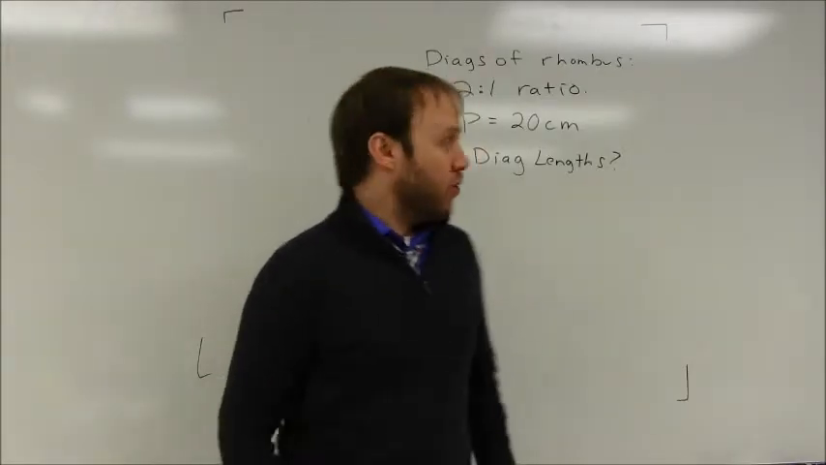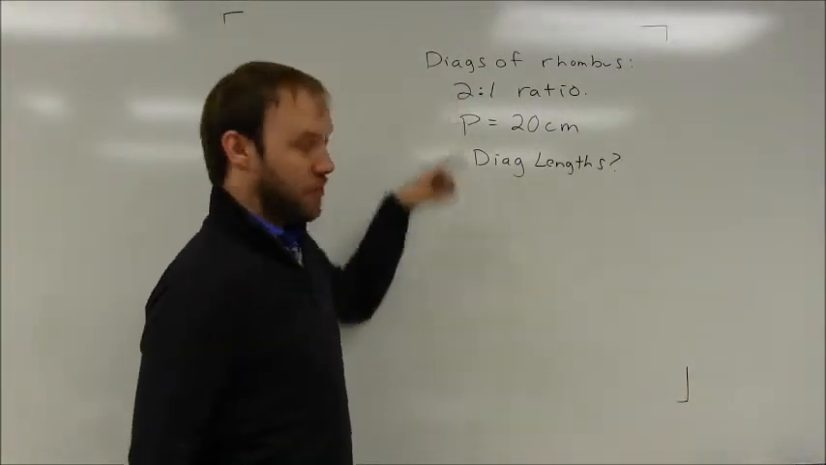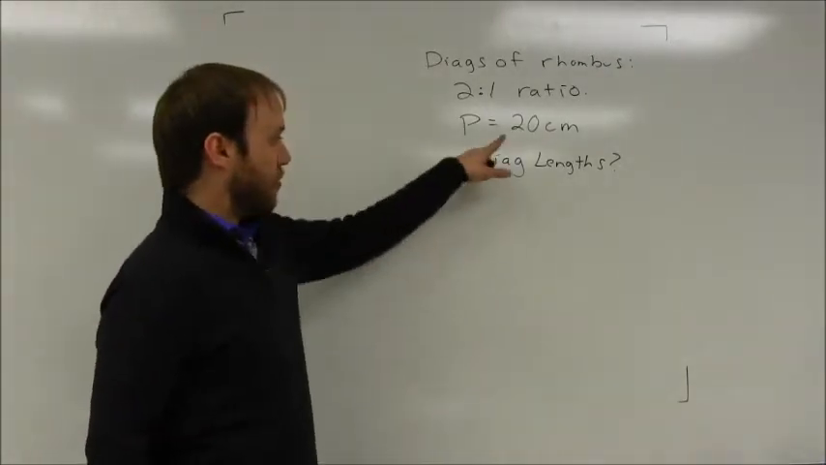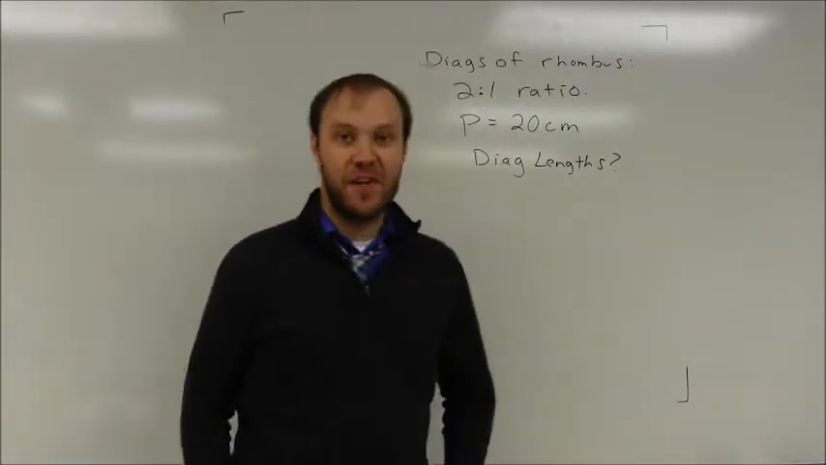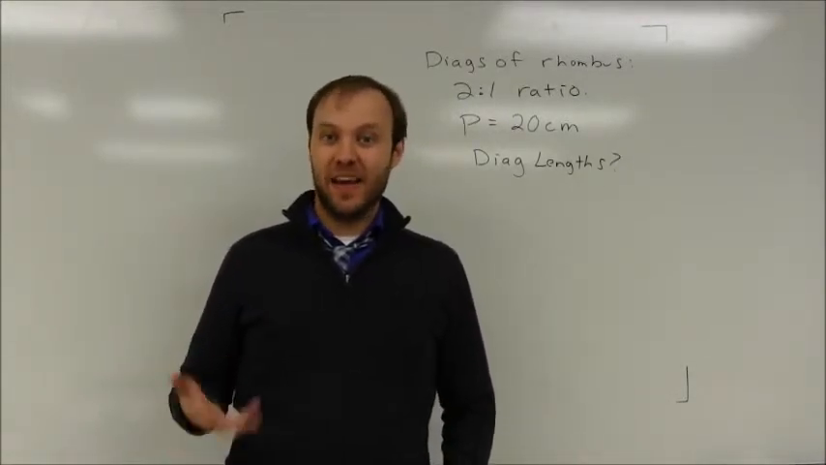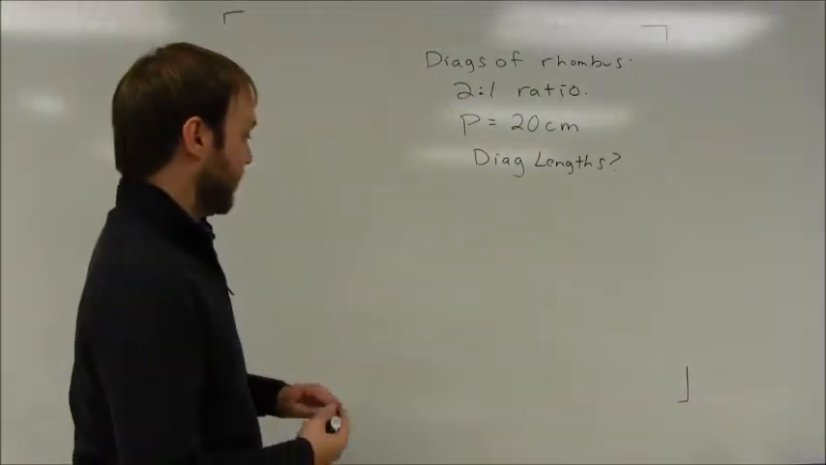In this problem, I'm told that I have the diagonals of a rhombus, and their lengths are in a 2-to-1 ratio. I'm also told that the perimeter of the rhombus is 20 centimeters. What I'd like to find is what those diagonal lengths have to be in order to create a rhombus that meets the specifications listed in this problem.